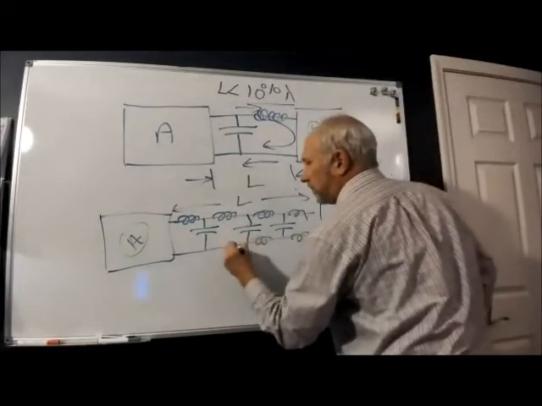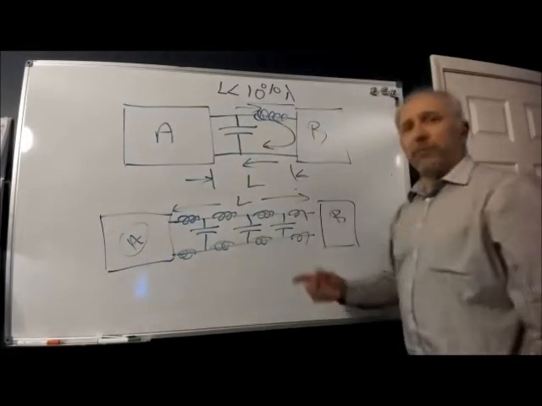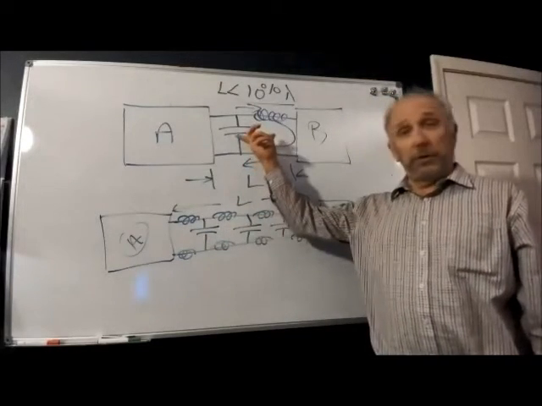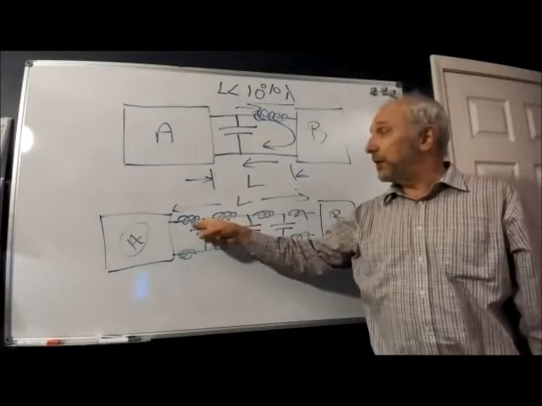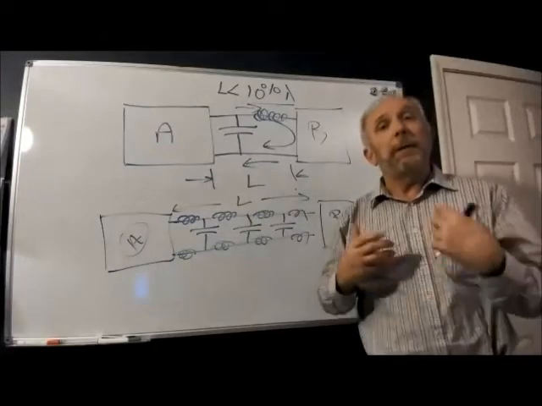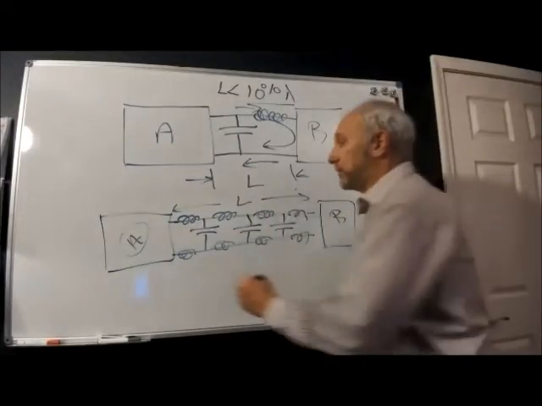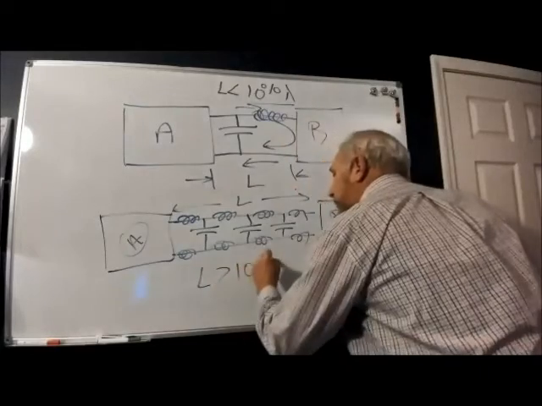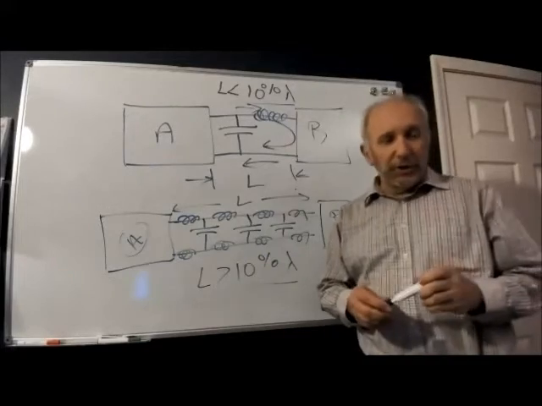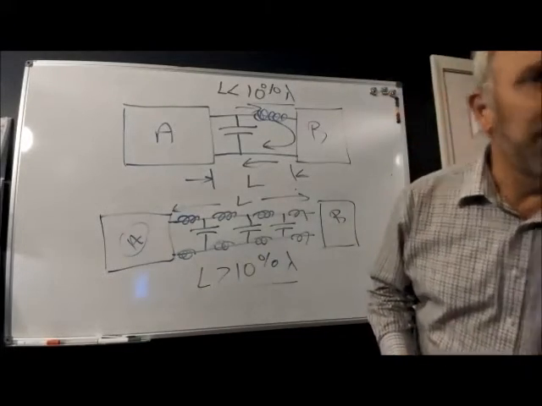Okay. What's the value of the sum of these capacitors? It's going to be equivalent to this lumped value. What's the value of the sum of these inductors? It's going to be equivalent to this lumped model. Again, L is now greater than about 10% of a wavelength. Okay. Is that a good thing or a bad thing? It depends. On what? Whether you take that into account or not.